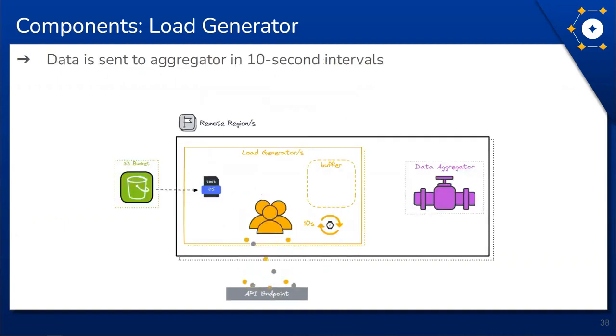These test record objects are sent to the data aggregator in batches every 10 seconds. Once the test duration ends, Constellation sends a final batch of tests to the data aggregator. Next, I'm going to be talking a little bit about why the data aggregator is so important and what its function is in each remote region and the load generation process.